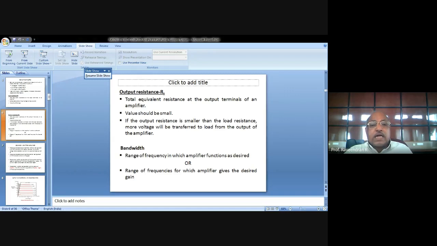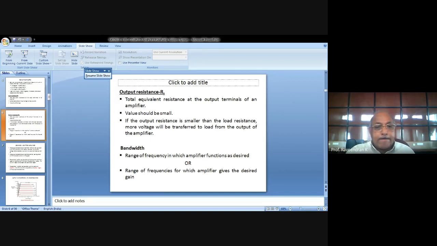Then resistance RE ensures the thermal stabilization. I told you. So thermal stabilization means the temperature rise at the collector base and the base emitter junctions should not affect the operating point. So that is ensured with the proper selection of the resistance RE connected in series with the emitter lead. Okay. In series with the emitter lead.